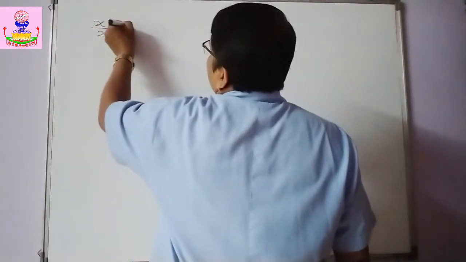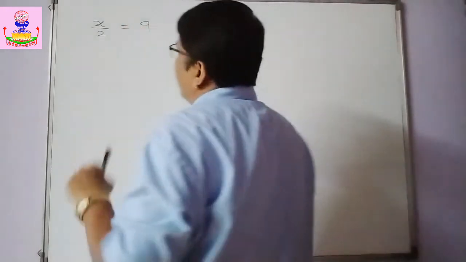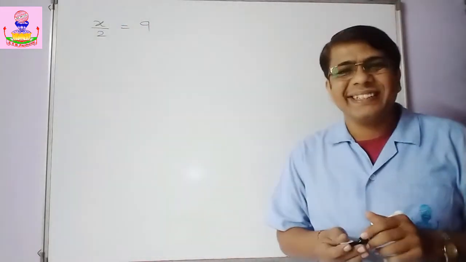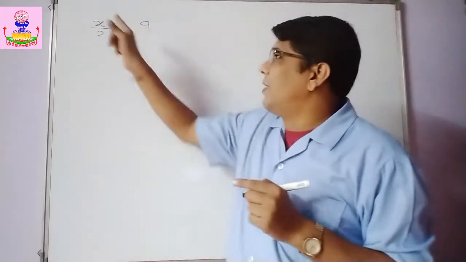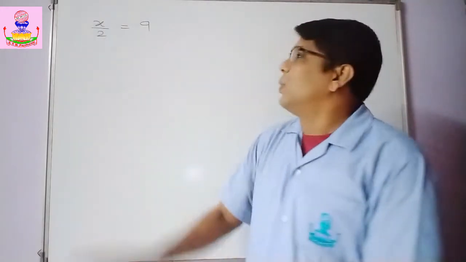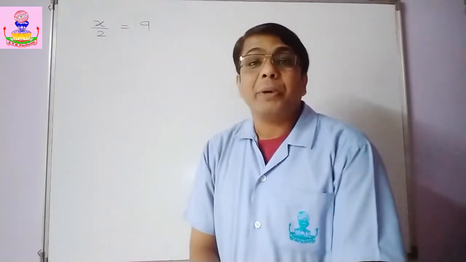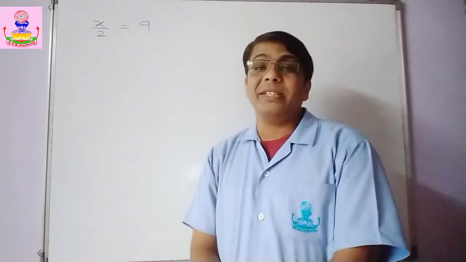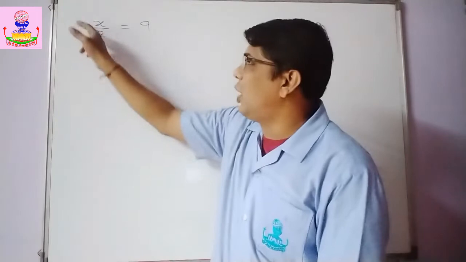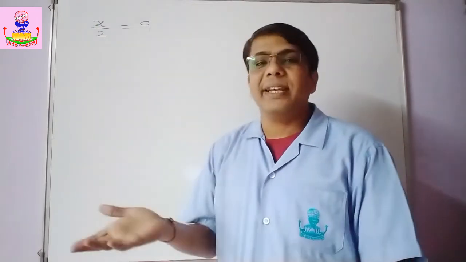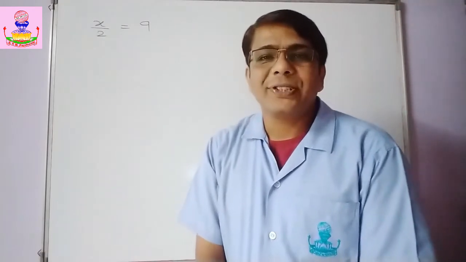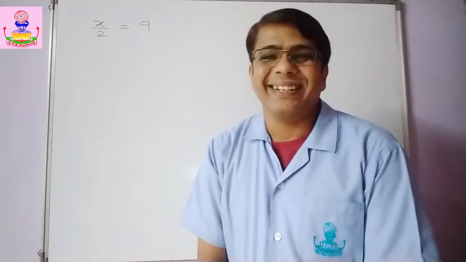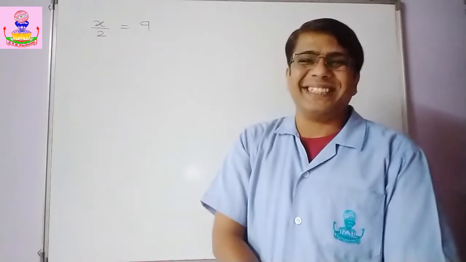x upon 2 is equal to 9. My aim is to find the value of x. So I don't want this 2. Now this 2 is in division, or it is in the denominator of x. Or you can say x is divided by that 2. The opposite operation of division is, yes, multiplication.